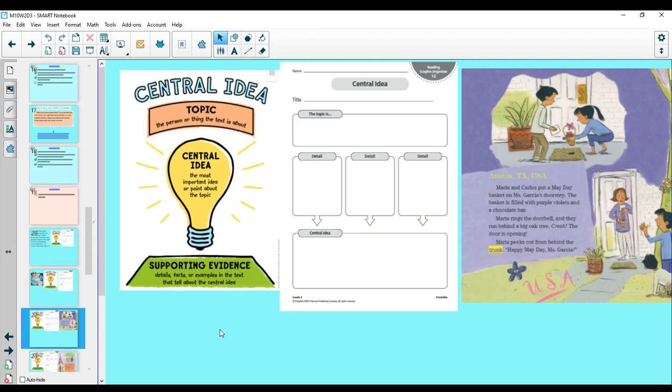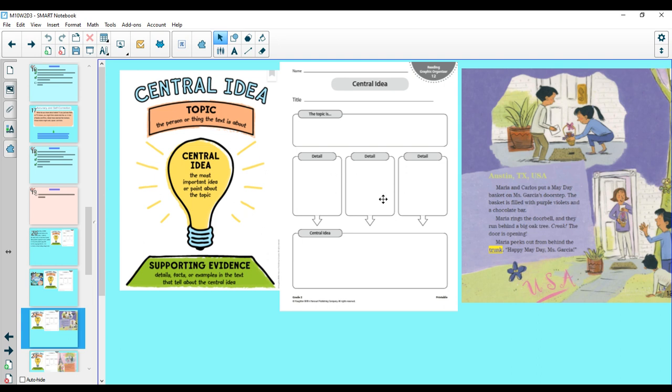The second step for determining or finding out the central idea is finding 3 details or 3 pieces of evidence that support what you think the topic is. If I was reading that book about golden doodles and I said the topic is golden doodles, I would then need to share 3 facts or details about golden doodles. However, this book is not about golden doodles. This book is about May Day Around the World.